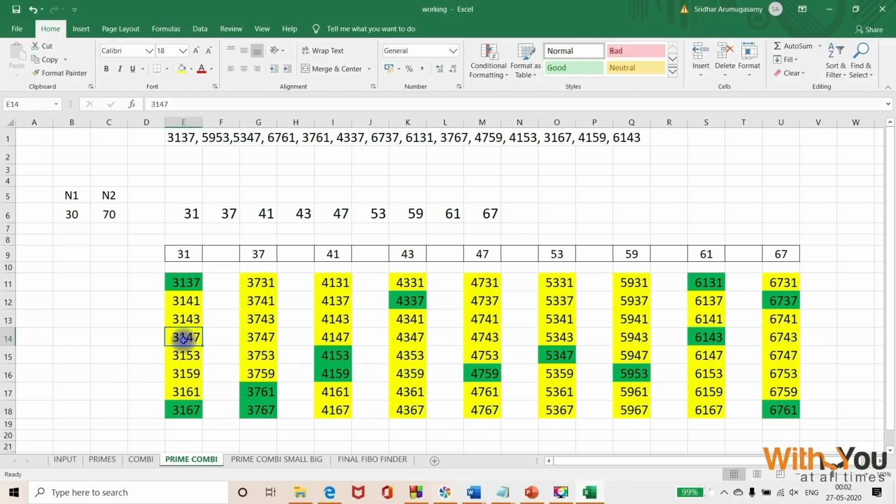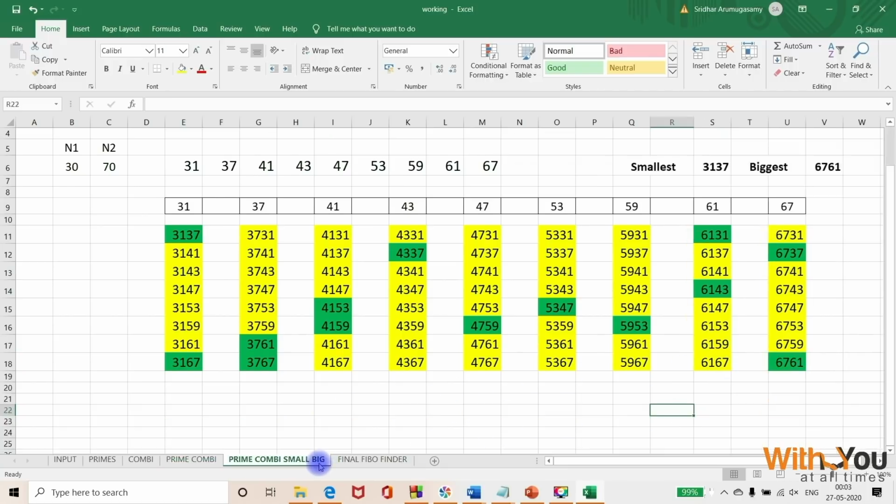These particular numbers are the prime numbers. So the green ones are the prime numbers. Cool. This is a very comfortable thing. Obviously, this is the smallest, right? And this is the largest. 3137 and 6761. Cool.